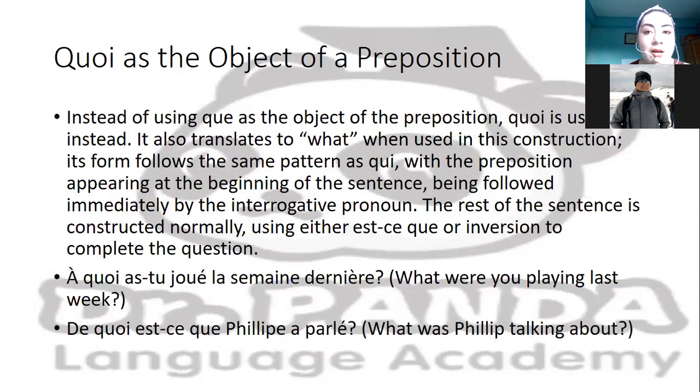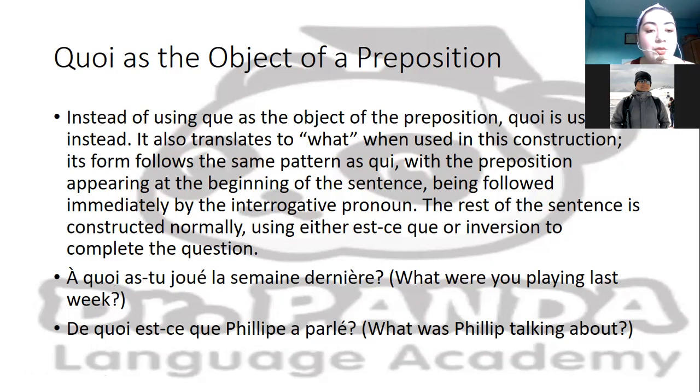And then you have quoi as the object of the preposition. Instead of using que as the object of the preposition, quoi is used instead. It also translates to what when used in this construction. Its form follows the same pattern as qui, with the preposition appearing at the beginning of a sentence, being followed immediately by an interrogative pronoun. The rest of the sentence is constructed normally, using either est-ce que or inversion to complete the question. So for example, what were you playing last week? You say à quoi?